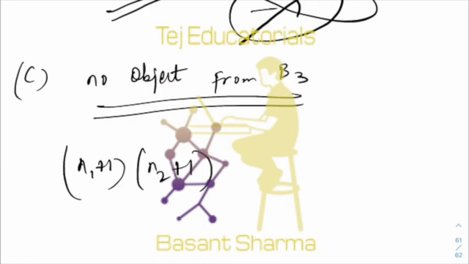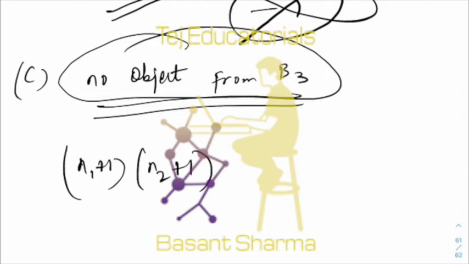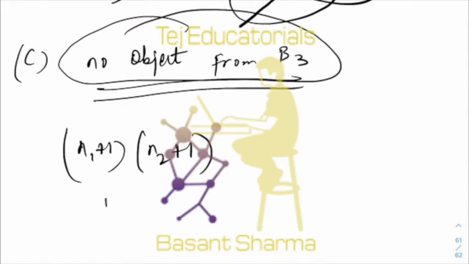See, the question says that no object is selected from B3. That is only important. It can happen that nothing is selected from B1, nothing is selected from B2, nothing is selected from B3, and something is selected from B4. Now pay attention. No object is selected from B3, so there is only one way of that. And at least 0 objects are selected from B4. The number of ways is 2 to the power n4.